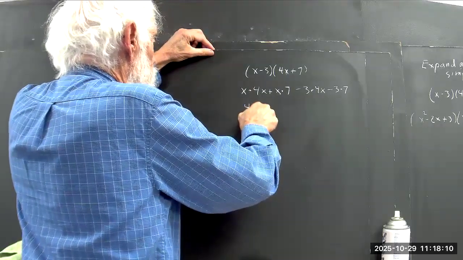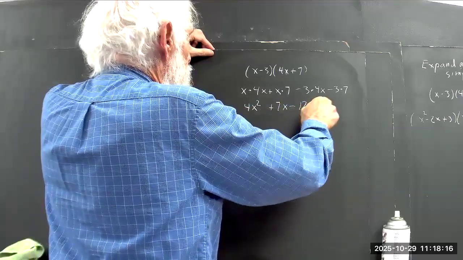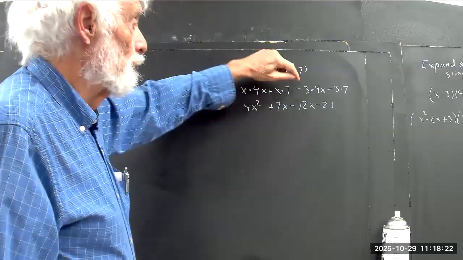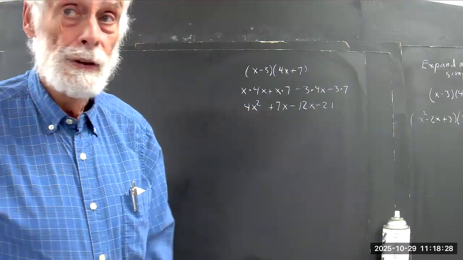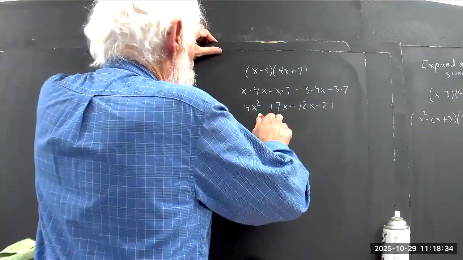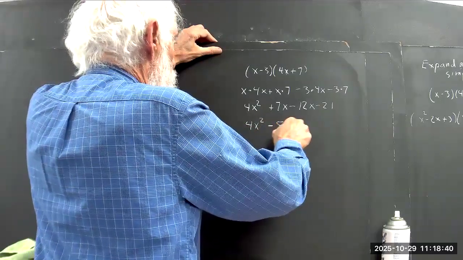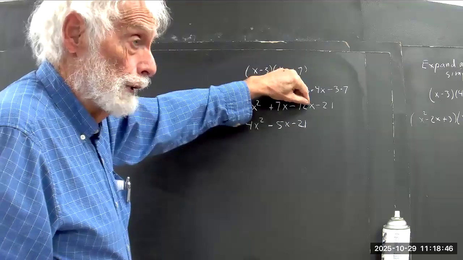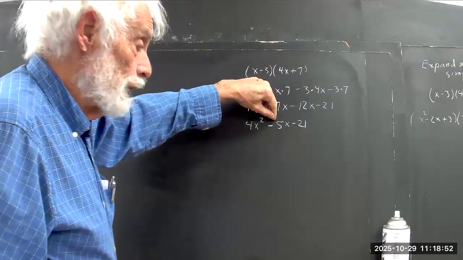And then x times 4x is 4x squared. 7 times x is 7x, minus 12x minus 21. And these are all straightforward. 3 times 4 is 12, so we've got 12x, and it's a minus. Make sure you get all the minus signs in there. Okay. And then 7x minus 12x. We have 7 x's, and we subtract 12 x's. Whatever x is, we subtract 12 of them from 7, which leaves us negative 5 of them.